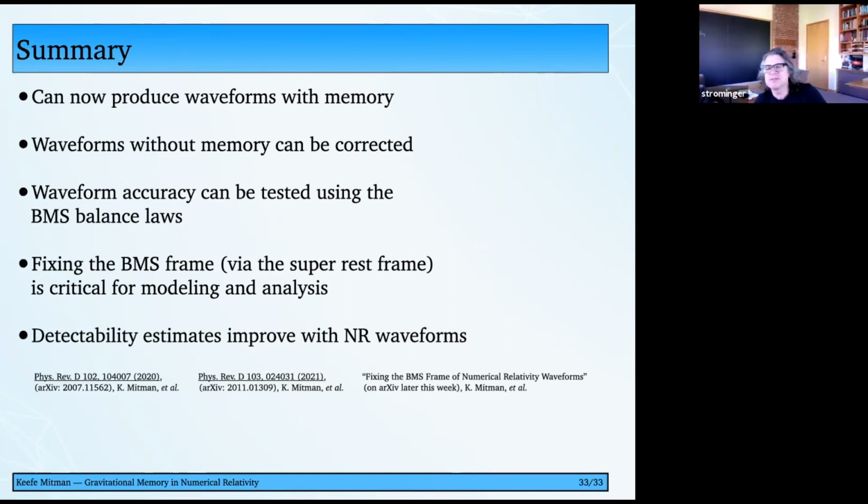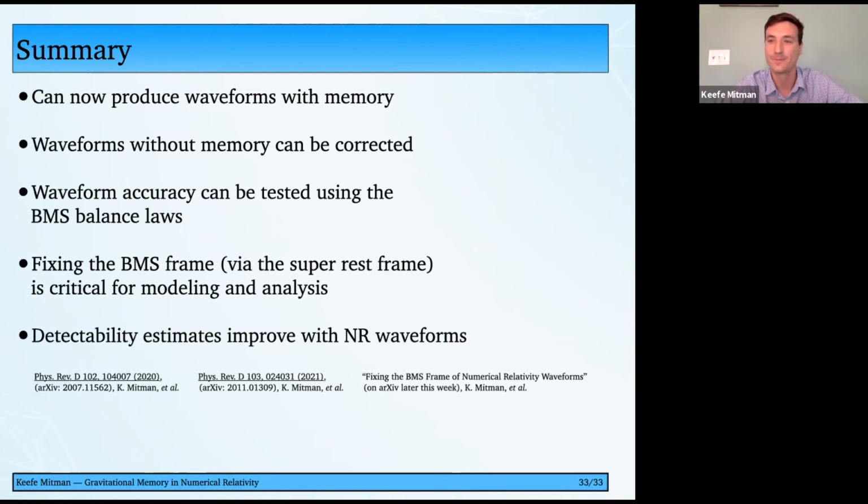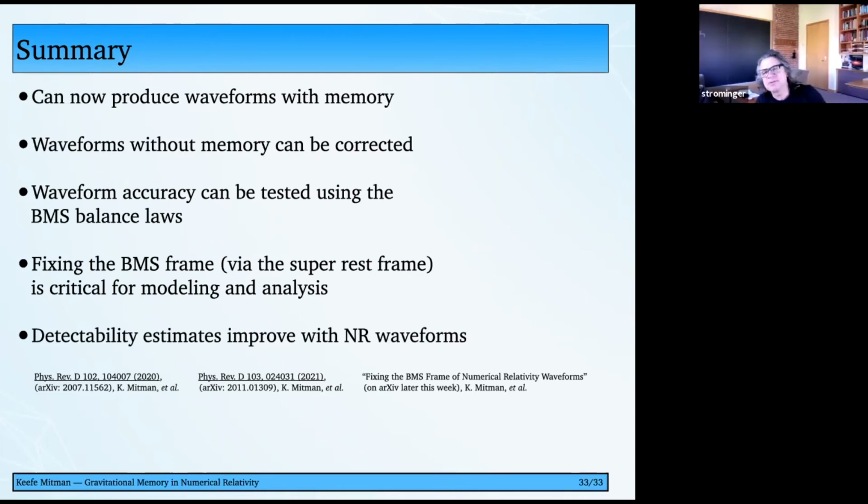I'm surprised, I hadn't quite anticipated how big it was going to be. The displacement memory, and I still don't fully understand how it ends up being so big, but of course that's great. But it also suddenly makes me wonder: of course you have to get the BMS frames right to actually measure the memory effect, but since it's such a big effect, do you have to worry about BMS frames for other kinds of comparison between the waveform and the data?